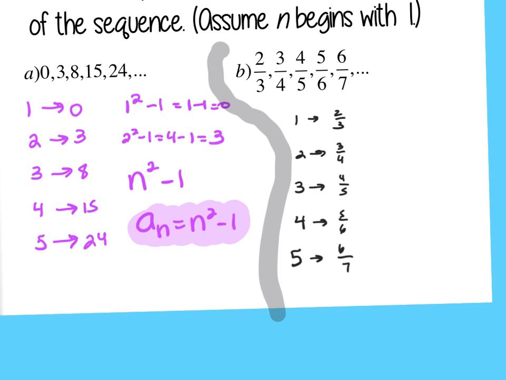Good. So in the top, I'm going n plus 1. And in the bottom, I'm going n plus 2. 1 plus 1 is 2. 1 plus 2 is 3. 2 plus 1 is 3. 2 plus 2 is 4. And so on and so forth. So in my numerator, it's n plus 1. And in my denominator, it's n plus 2. Questions?